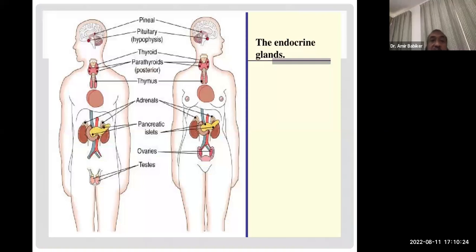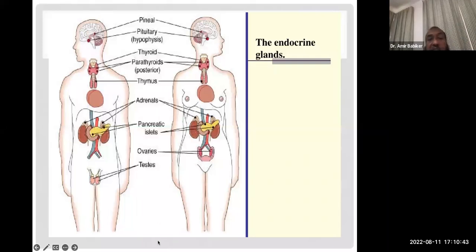The endocrine glands, if we start from the pineal gland. The main endocrine glands are the pituitary, also called hypophysis. So that's why you hear sometimes adenohypophysis, which means the anterior pituitary, and the neurohypophysis is the posterior pituitary.